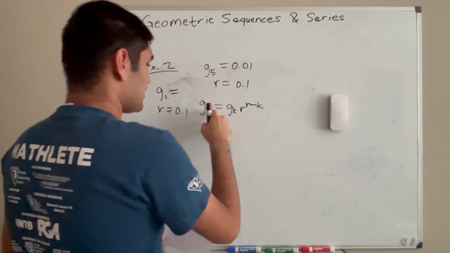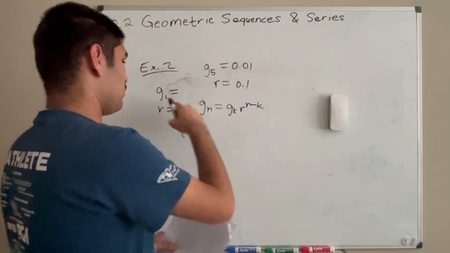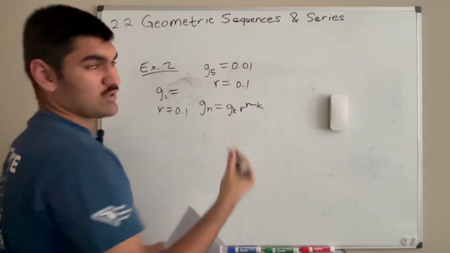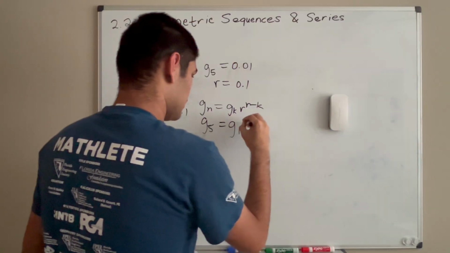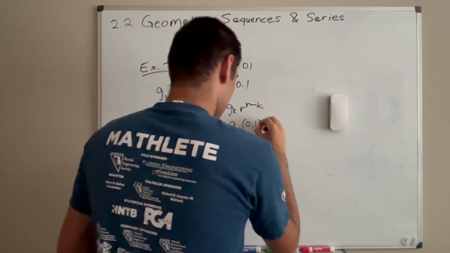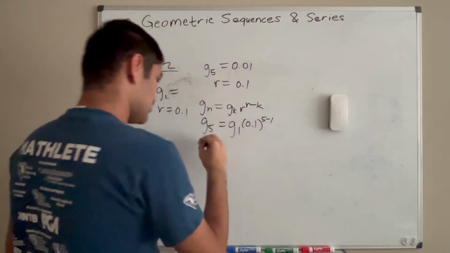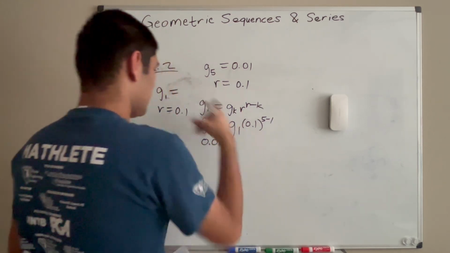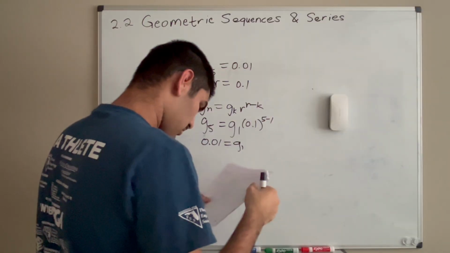So if we set n equal to 5, since we already know what the 5th term is, and then we set k equal to 1, since we're trying to find the first term, and then we can solve for the first term from there. So I'll say n is equal to 5 and k is equal to 1. So this becomes 5 minus 1. And now G5 is 0.01, G1 is what we're trying to find, and 0.1 to the 4th power.